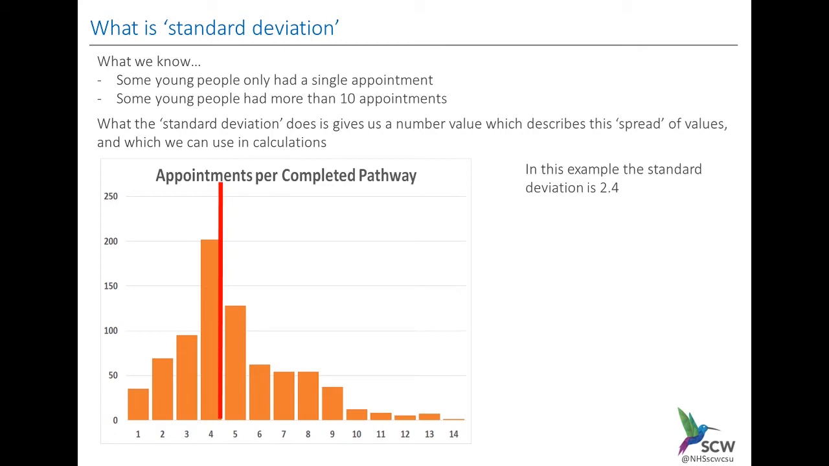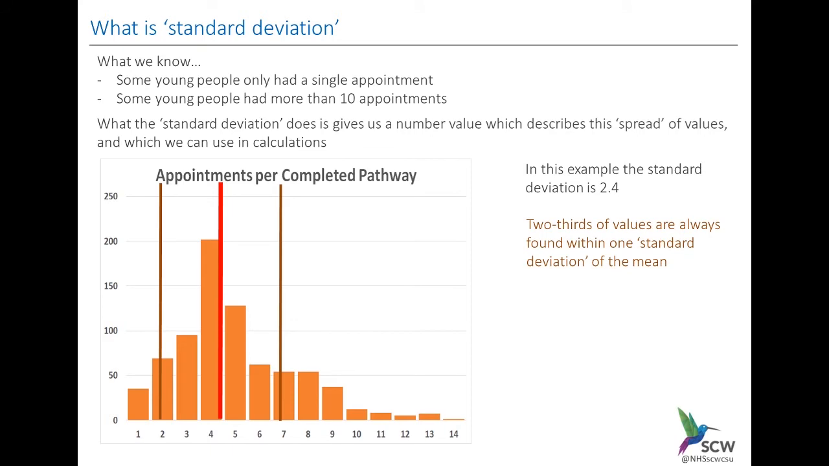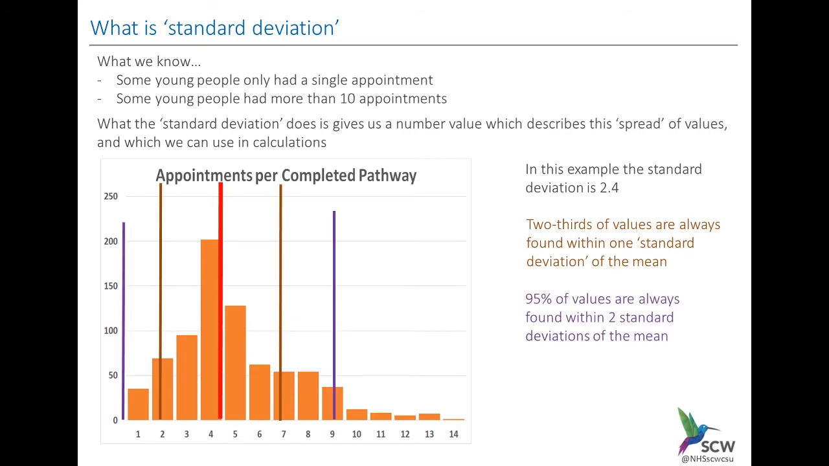The standard deviation of this dataset is 2.4. Two-thirds of the values are found within one standard deviation of the mean. 95% of the values are always found within 2 standard deviations of the mean.